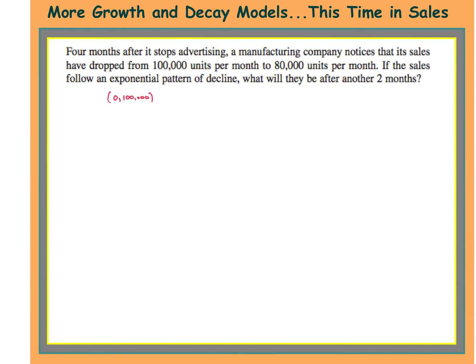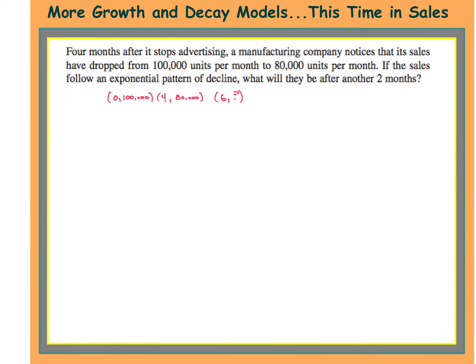Then what would be my next ordered pair? 2, 80,000. Oh, it's not. Yeah, it's 4. Why did I say 2? Because it asks what it will be after another 2 months. So this would be 4, because it's after 4 months. And then what would be my next ordered pair? 6, question mark. That's what we're trying to find.